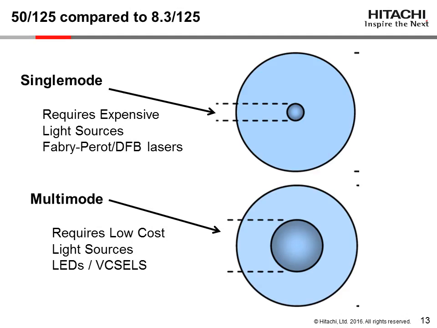Looking at the core size difference, coupling light into a multimode fiber is easier, and the cost of LED and VCSEL light sources is far less expensive than lasers required for use with single-mode fibers. OS2 single-mode fibers are better reserved for the highest data rates of 100 gigabits per second and sometime in the future 400 gigabits per second, and long-distance applications above 1 kilometer.